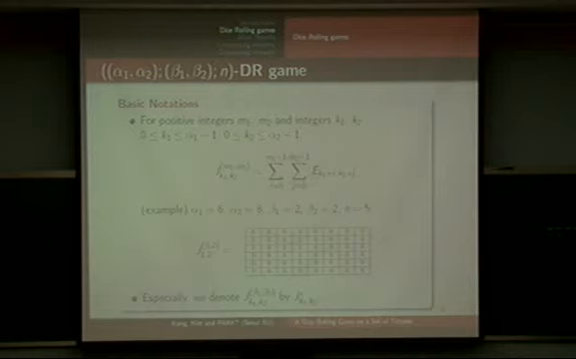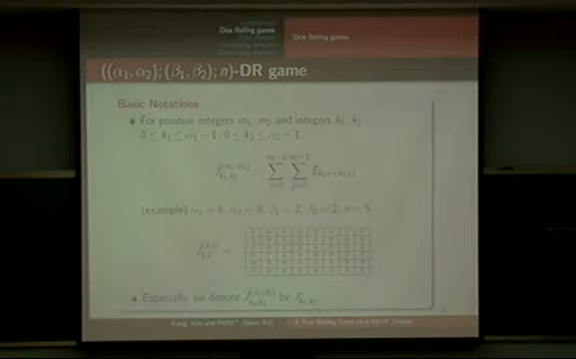And for positive integers m1, m2, k1, k2, J sub k1, k2, m sub 1, m sub 2 is the matrix defined like this. For example, in this case, k1, k2 means the starting position, and m1, m2 means the size of the consecutive rectangular array whose entries are 1. For example, see this, in this setting, J sub 1, 2, 3, 2 is this matrix.